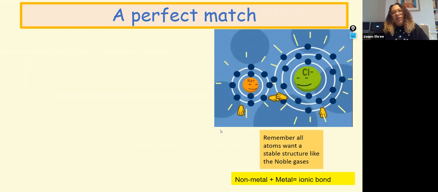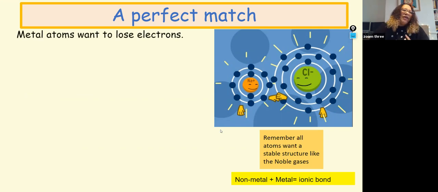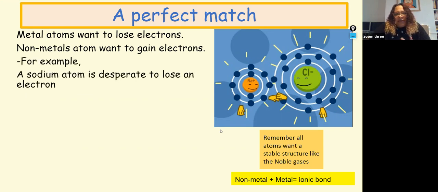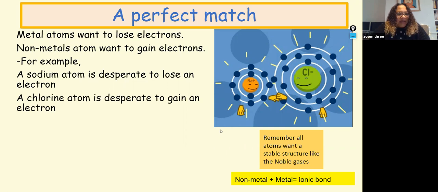So this idea of a perfect match, it took me a long time to find this picture, but I quite like it. So metal atoms want to lose electrons to have their stable outer shell, like those of a noble gas. Non-metals want to gain them to get that noble gas structure as well. So sodium's desperate to lose its electron. It's like, I want to be stable. I'm just personifying these atoms here. And a chlorine atom is desperate to gain an electron. It's like, I want to be stable too.